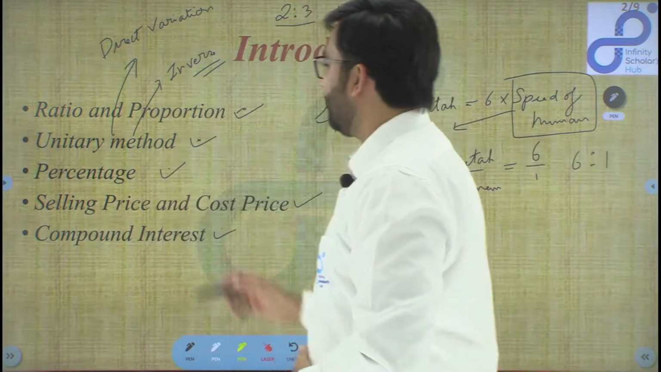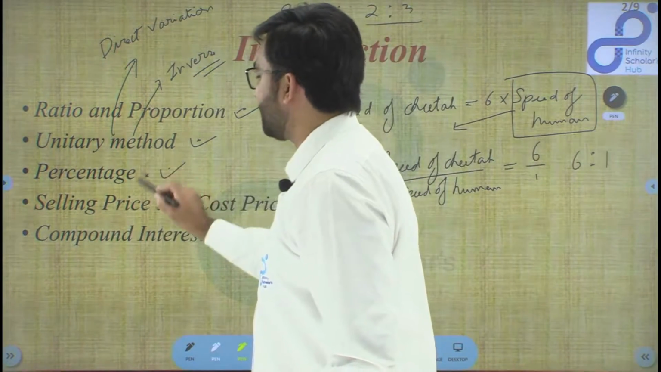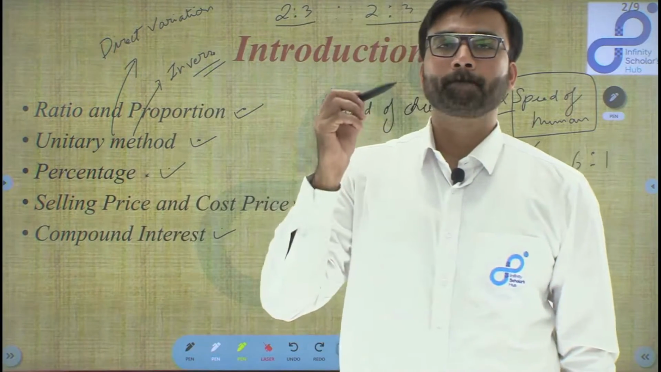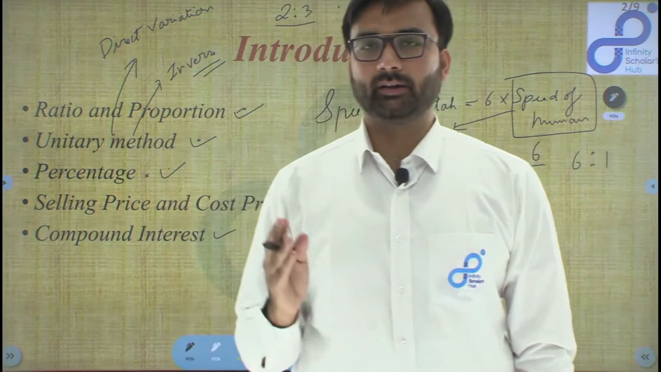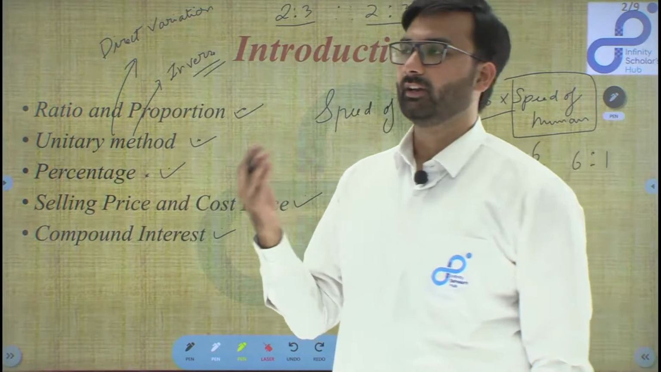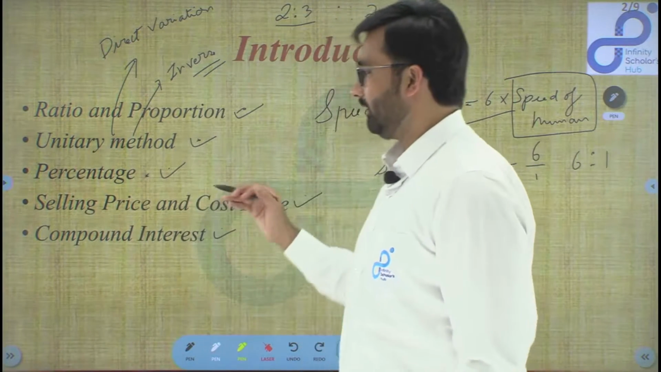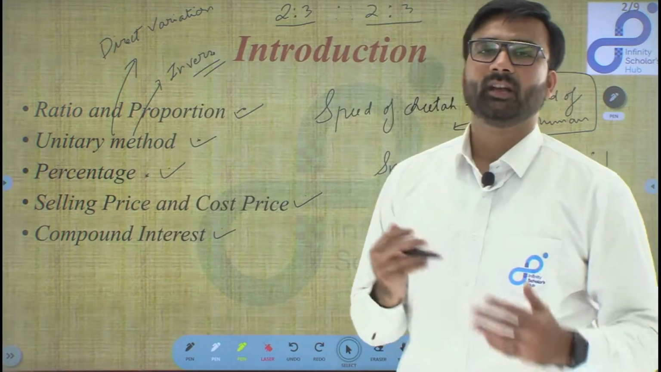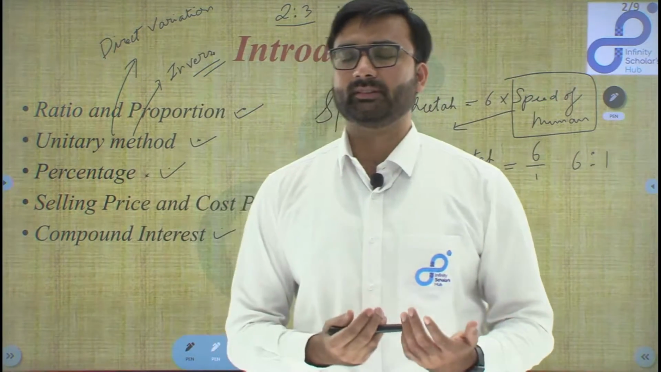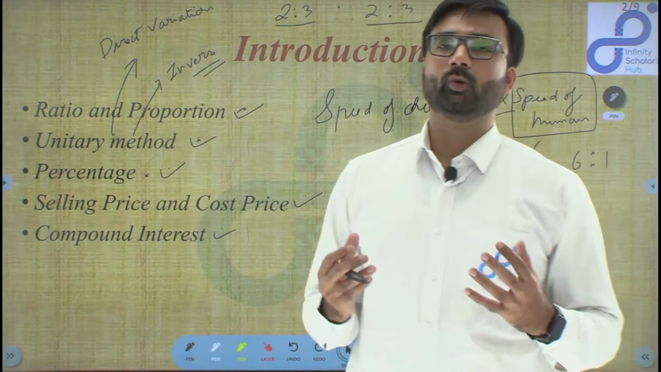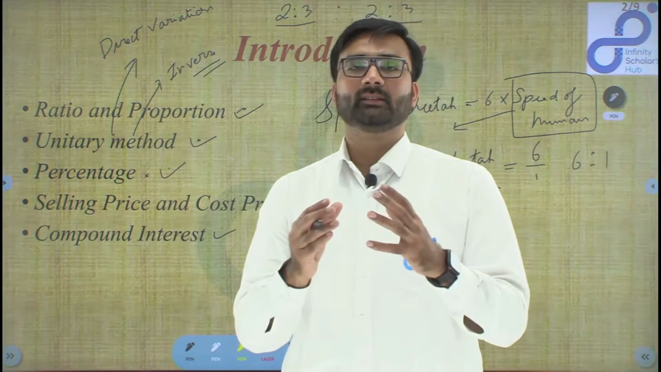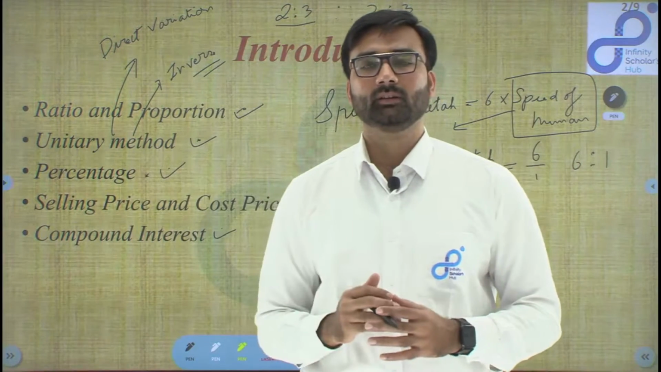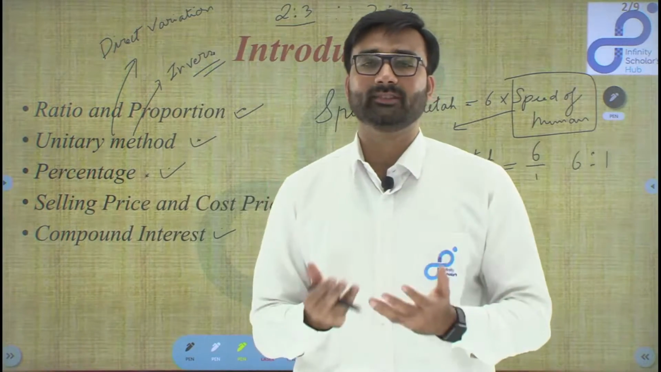Okay. Now talking about percentage, see, percentage means per 100, or you can say out of 100. Okay, we will discuss it in the upcoming slides. Next you have selling price and cost price. We are very much aware of cost price and selling price, right? When we go and buy something, that's the selling price for that particular person who is selling it, right?